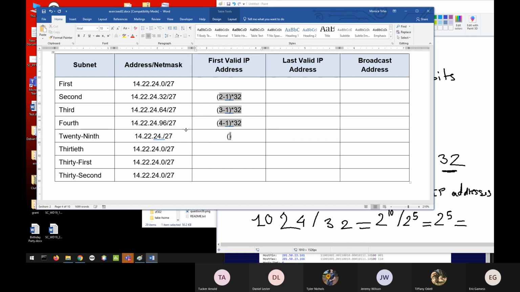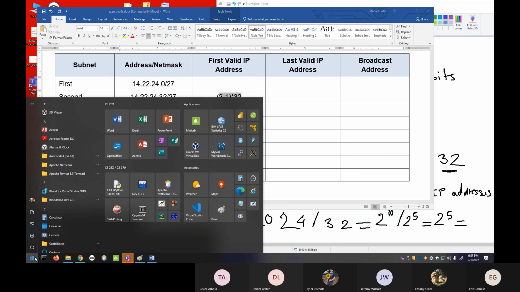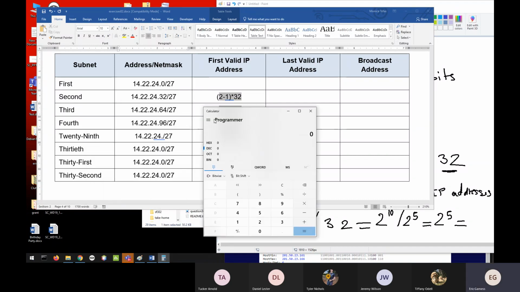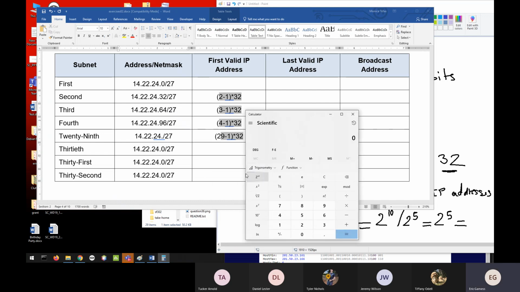So the 29th subnetwork will be what? 29 minus 1 times 32. Remember, we go by step of 32. So what should I put here? I take my calculator and I do it. So let's put the scientific calculator. 29 minus 1 times 32.